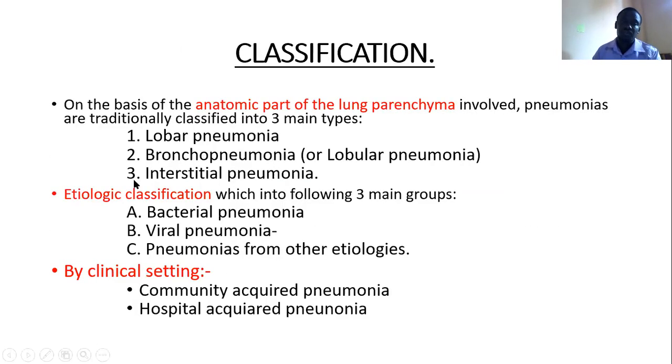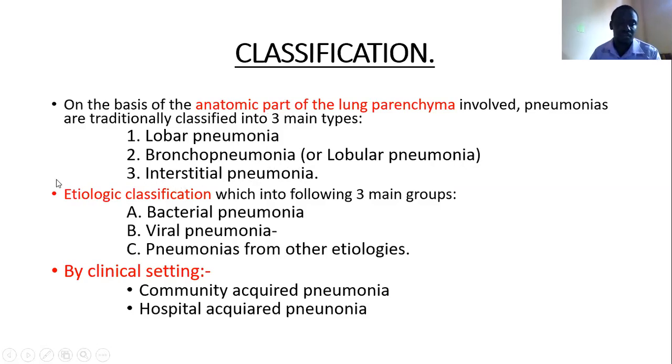So classification of pneumonia. It can be classified on the basis of the anatomic part of the lung parenchyma, and basically they are traditionally classified into three types. We have the lobar pneumonia affecting the lobes, the bronchopneumonia affecting the lobules, and the interstitial pneumonia.